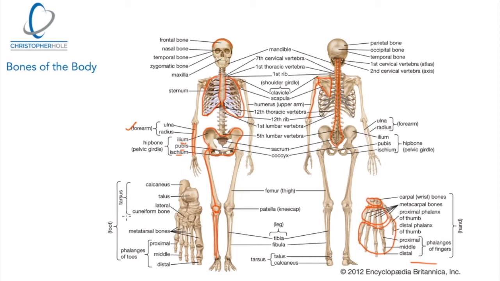And then finally, when we come down to the foot, again, in some respects, very similar to the hand. So instead of carpals, we've got tarsals, then we've got the metatarsal bones, and then we've got the phalanges, which essentially is the same as the fingers down at the bottom. So those are the major bones of the body.